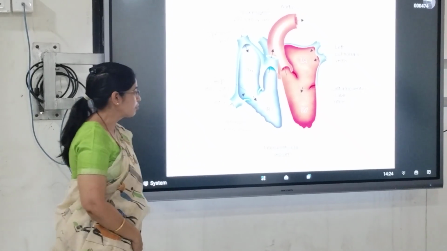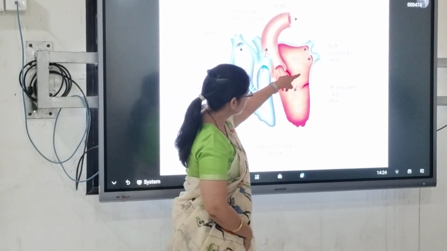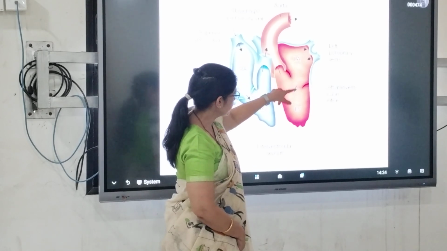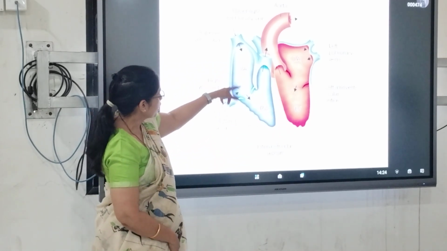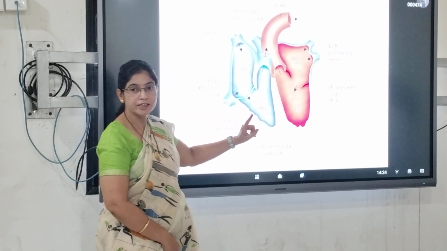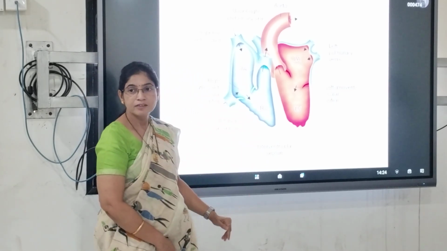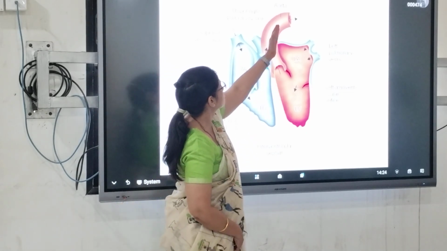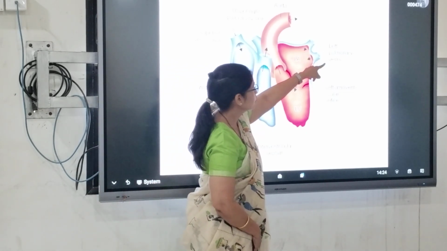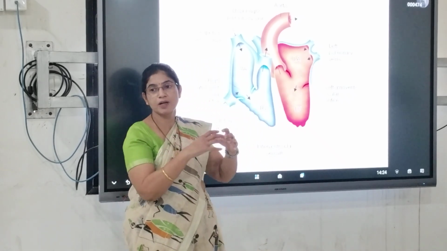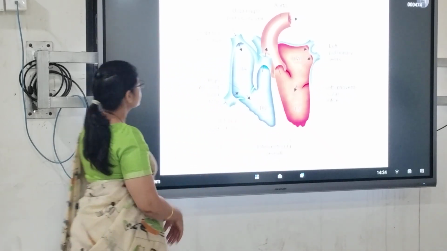So you can see the different valves. From the left atrium, through the bicuspid valve, blood moves into the left ventricle. From the right atrium, through the tricuspid valve, blood moves into the right ventricle, and then it goes to the pulmonary artery. From the left ventricle it goes into the aorta. Here you can see the pulmonary veins. From the lungs, the oxygenated blood gets into the left atrium.